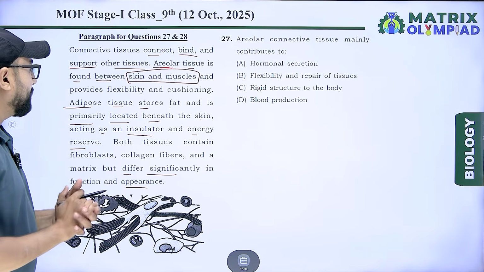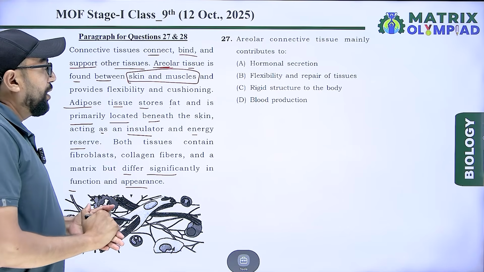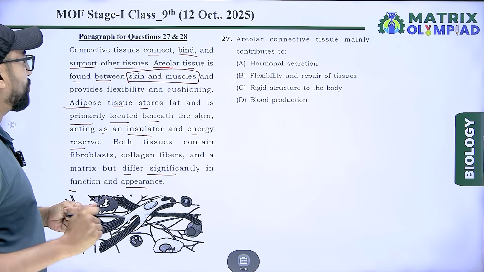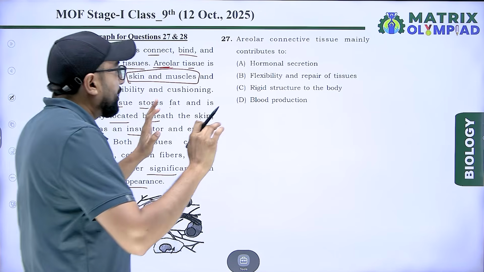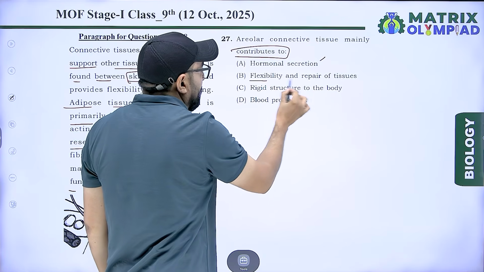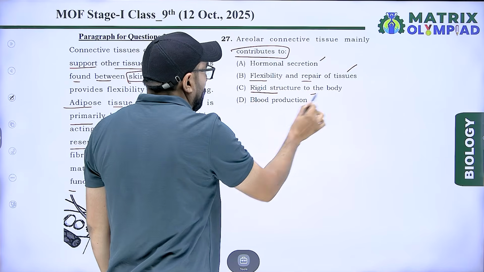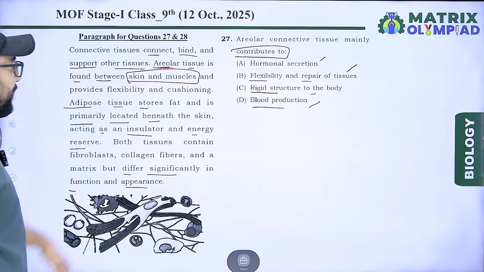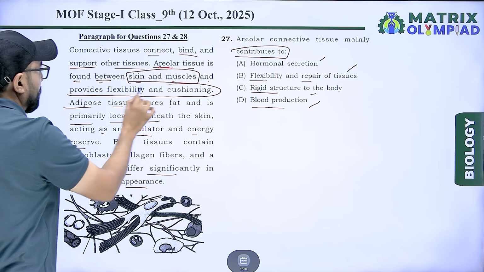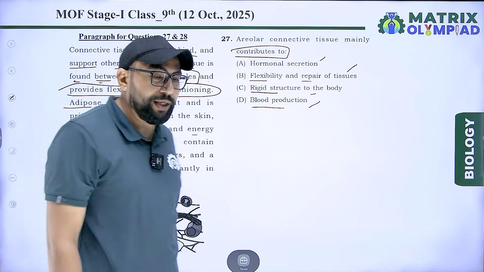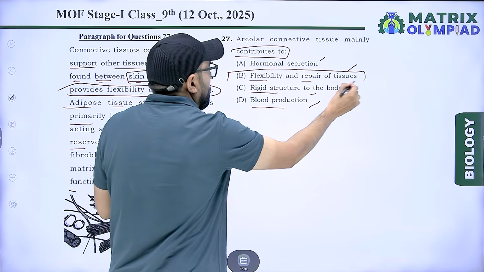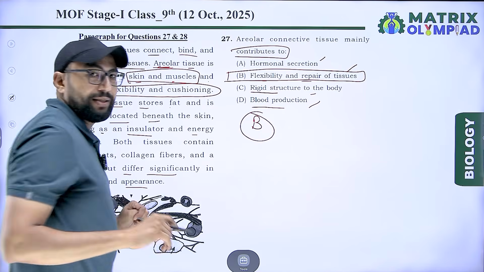Connective tissue and adipose tissue. Now the question is, areolar connective tissue mainly contributes to what? The options are hormonal secretion, flexibility and repair of tissue, rigid structure of body, and blood production. According to the paragraph, areolar tissue is found between skin and muscle and provides flexibility and cushioning. So according to the options, our right answer is flexibility and repair of tissue, option B. Option B is correct.